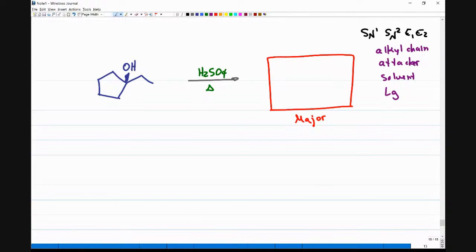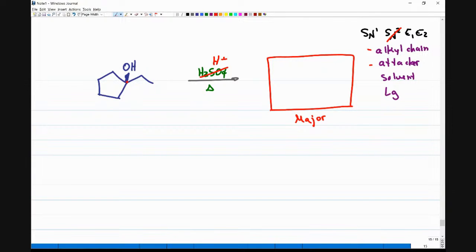All right, so we look at our alkyl chain. It's sitting on a tertiary carbon, which would make a very stable carbocation, but we absolutely cannot do an SN2 reaction on a tertiary carbon. Get rid of it. Nothing else really here on the alkyl chain. So let's move on to the attacker.